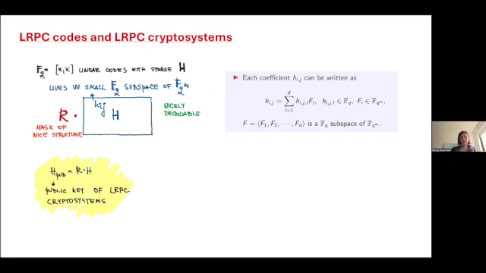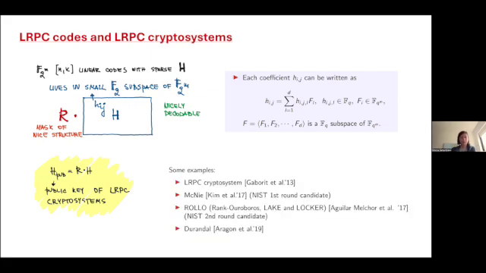So think of this as a public key of this LRPC cryptosystem. Quite a lot have been proposed, and many of these are actually the three, except the first one, which is a long time ago. The three others were submitted to NIST for standardization.